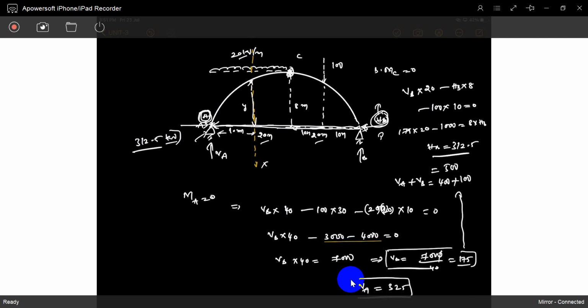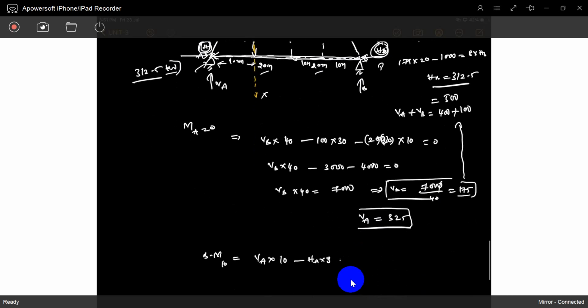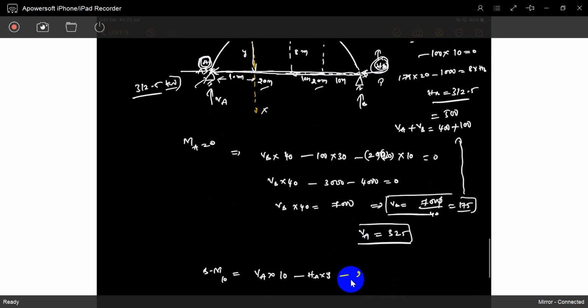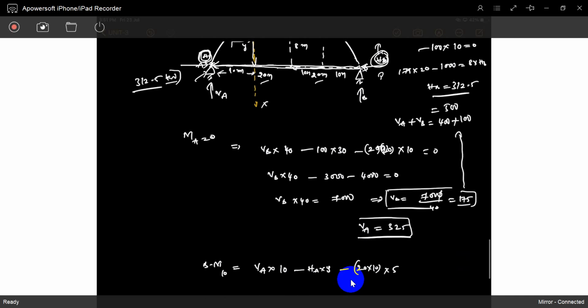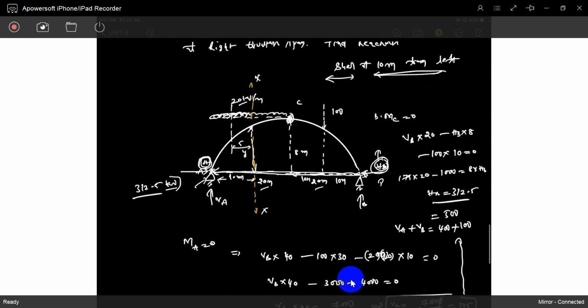And also the 20 up to 10, that's the load, 20 into 10. Distance is 5, the central distance is 5. So that is equal to the bending moment. What is Y? How can you find out Y? That is our task.